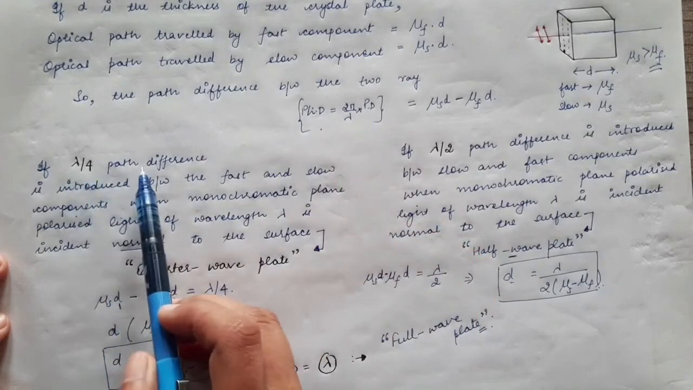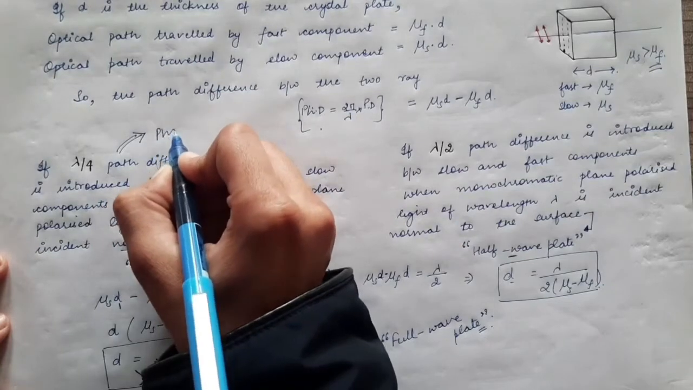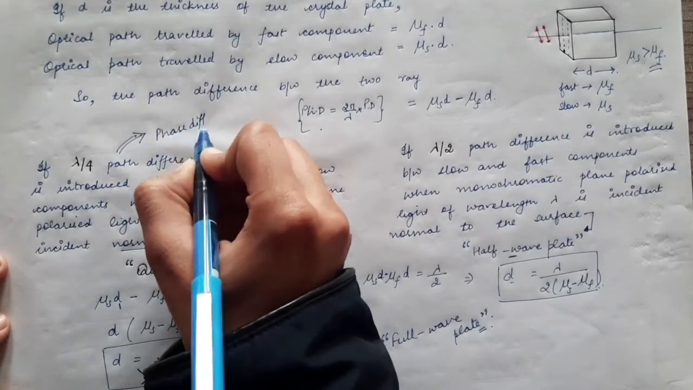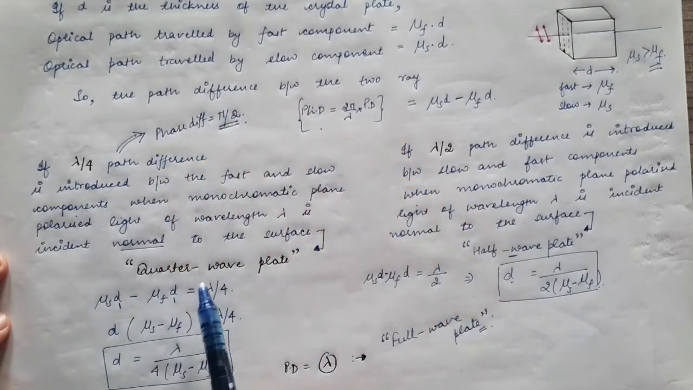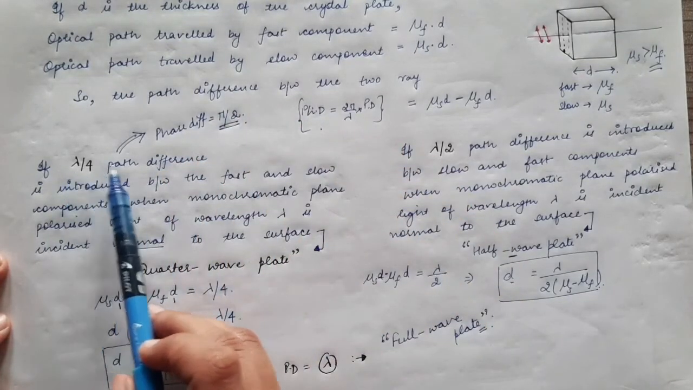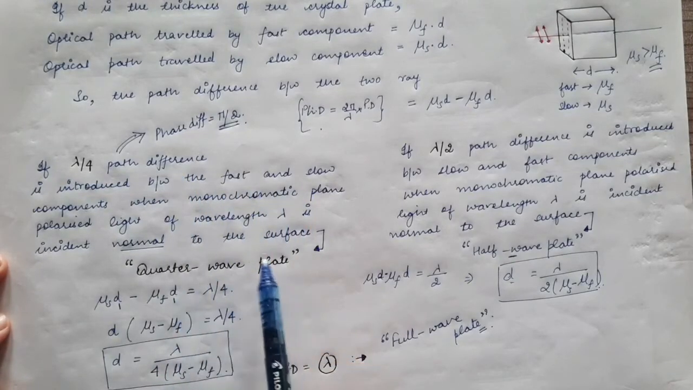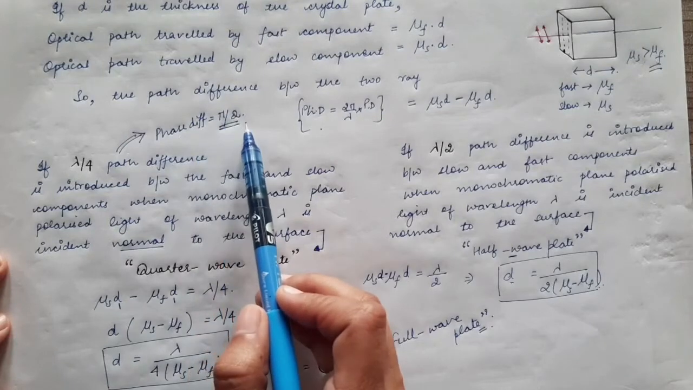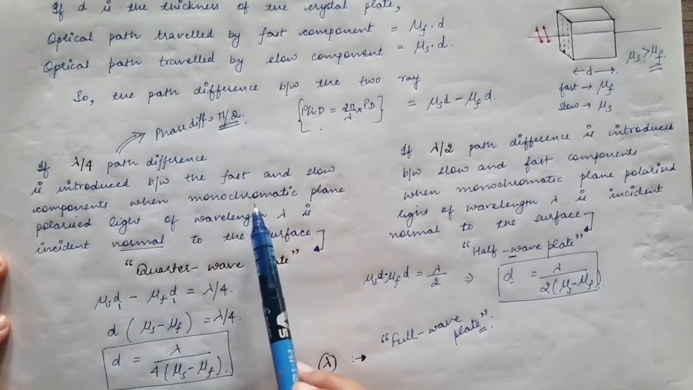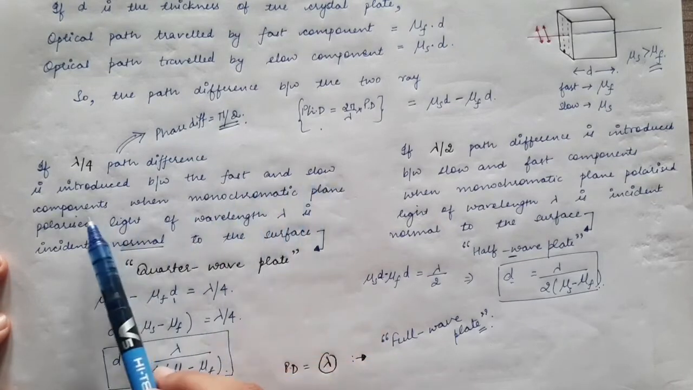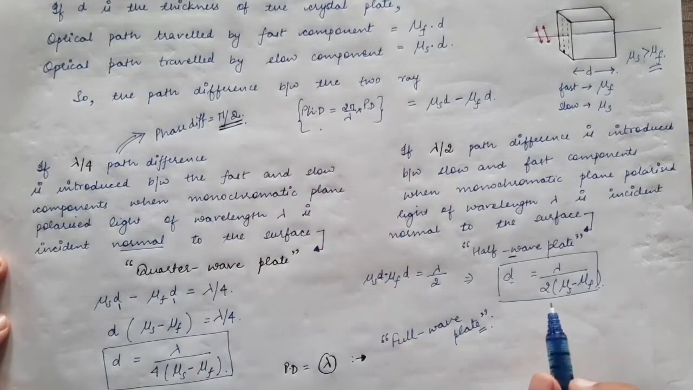Now if lambda by 4 is the path difference, then what is the corresponding phase difference? In that case, phase difference will be equal to pi by 2. So a quarter wave plate introduces lambda by 4 path difference between the two components, or you can say a quarter wave plate introduces a phase difference of pi by 2 between the fast and the slow components, and this you have to remember and we will use it in the next article.